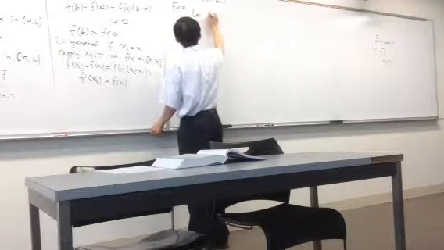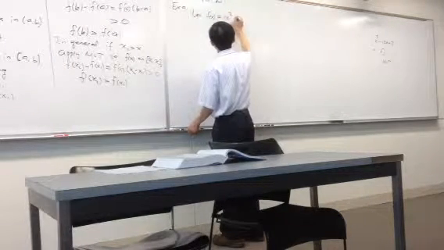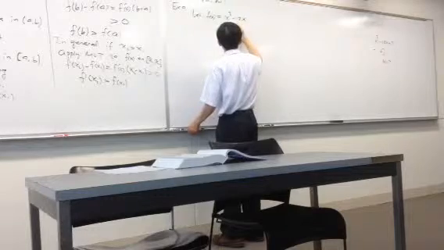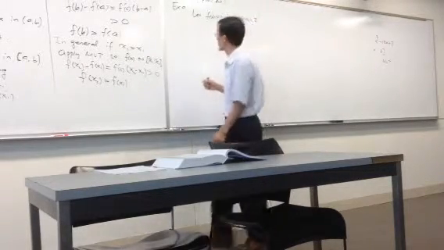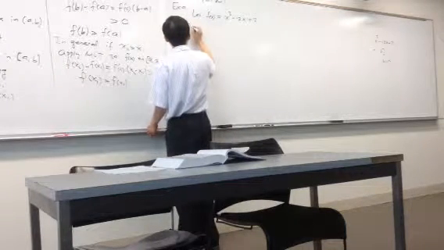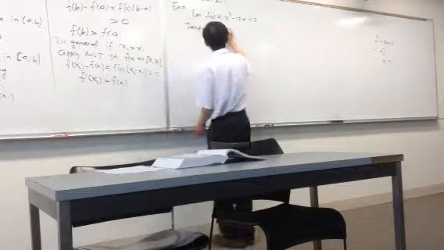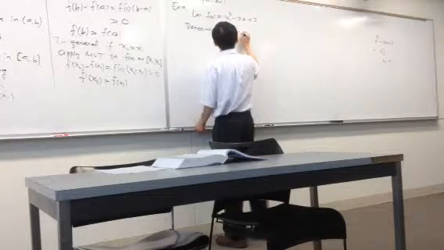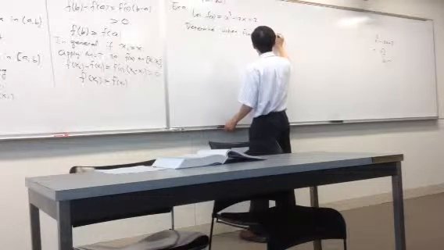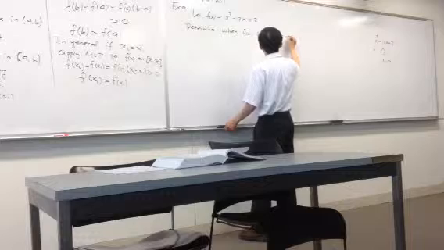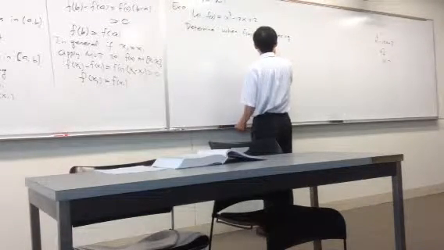Let f(x) be x to the third minus 12x plus 2. Determine when f(x) is increasing and when f(x) is decreasing.